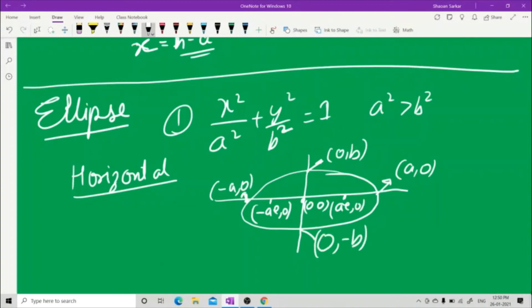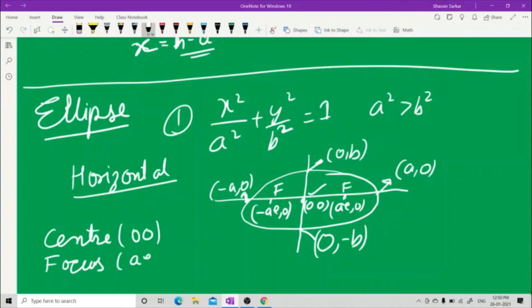Now with this, let me write down what this is. This is the focus. There are two foci basically, and E is the eccentricity. I'll write down everything. Center is the center point. Center is 0, 0. You can see. Now the focus, because I'm using singular, is plus minus AE comma 0, because this one is there and this one is there.